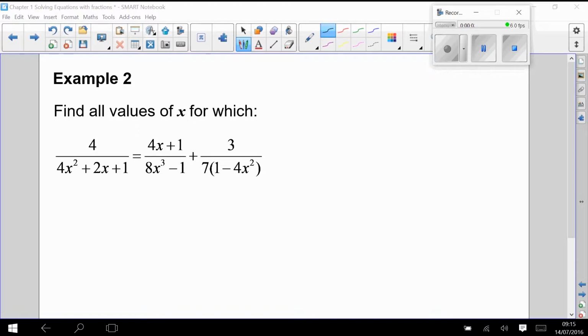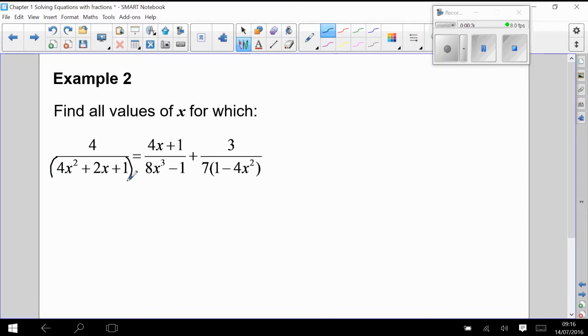When solving an equation, I want to find all the values of x that are in the real number system. If I want to solve this equation over here, I have to first take a look at the denominators and see if they are fully factorized. And then I'm going to use those factors as part of my LCD to get rid of the denominators of these fractions. Looking at my first denominator of 4x squared plus 2x plus 1, that is in fact fully factorized.